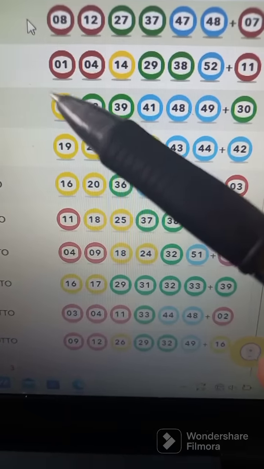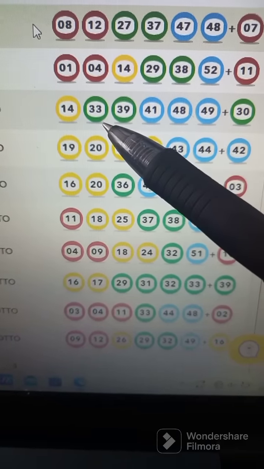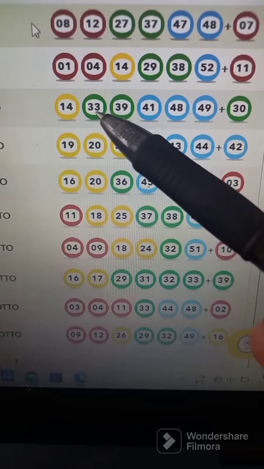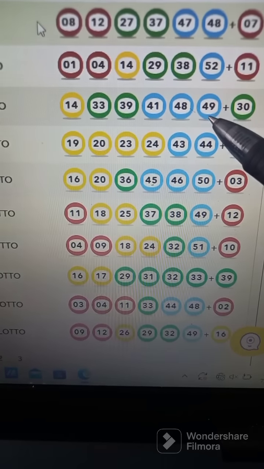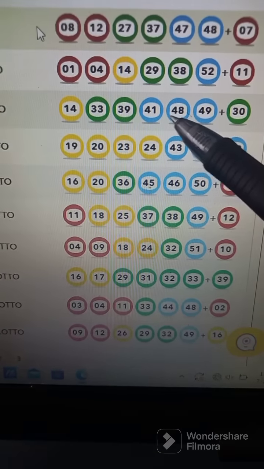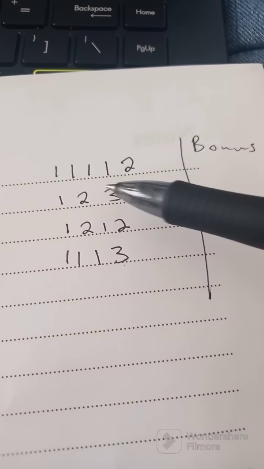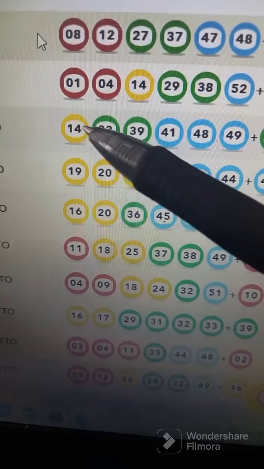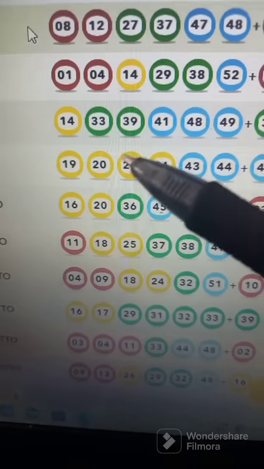In this week, they took 14, and this is group number 2. There's no other digit from group number 2. And then they took 33 and 39. These are coming from the same group. And then they took 41, 48, and 49. These are coming from the same group. So this is 1, 2, 3. Let's look here and see if there is a 3, 2, 1, or a 1, 2, 3. Because if you check, you have one digit, 2 digits in the same group, and 3 in the same group. So this is 1, 2, 3.